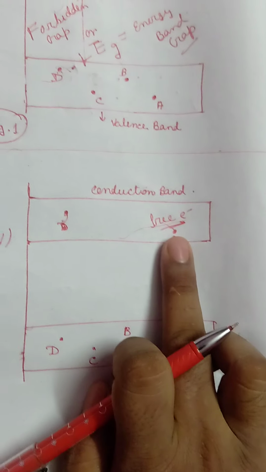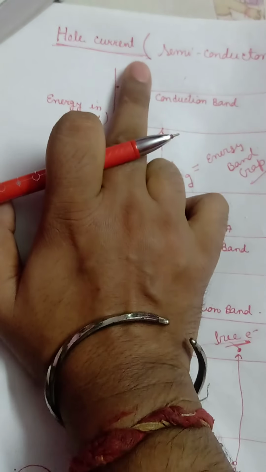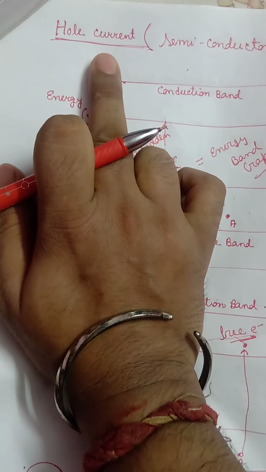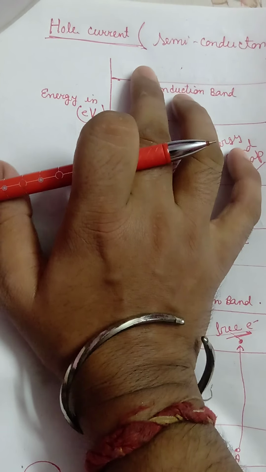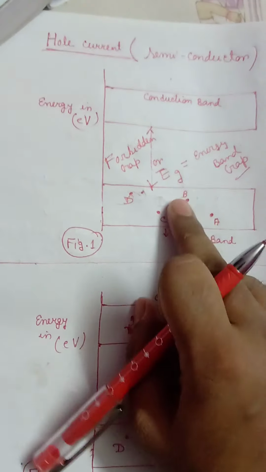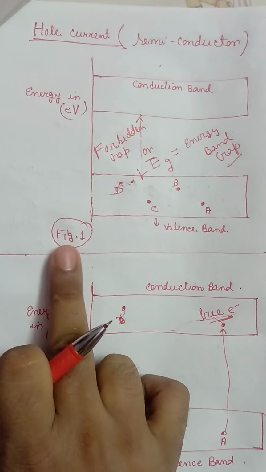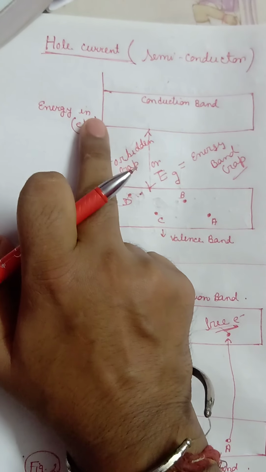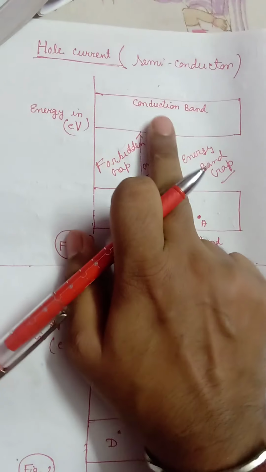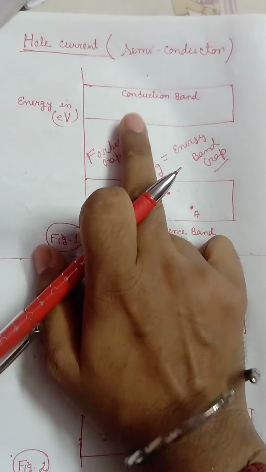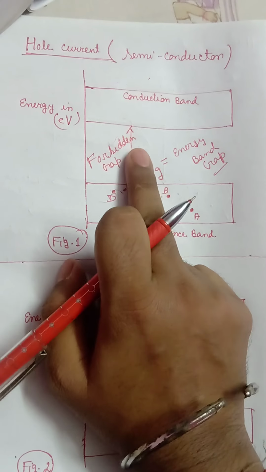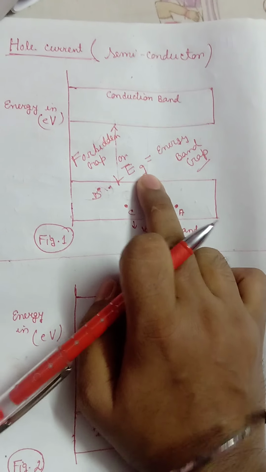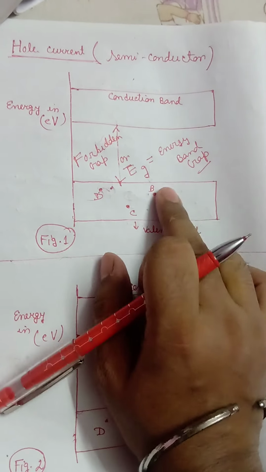Now see, since we are discussing the case of the hole current, here we are more interested in the formation of the hole. So how to explain it? To explain it, we need to understand these two cases. I have represented it by figure 1. In figure 1, again I am repeating, energy is plotted in electron volts. We have the conduction band and the valence band. In between the two bands we have a forbidden gap, represented by the symbol Eg. It is the energy band gap, or simply the band gap.